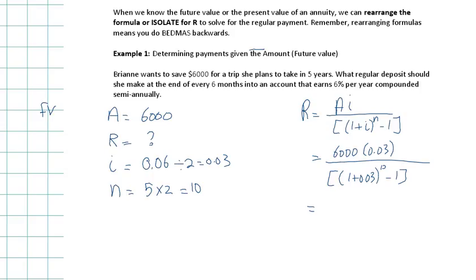So I get 523.38. Now remember, because this is also a word problem, you have to put a therefore statement. You have to put therefore Brienne's regular deposit should be.